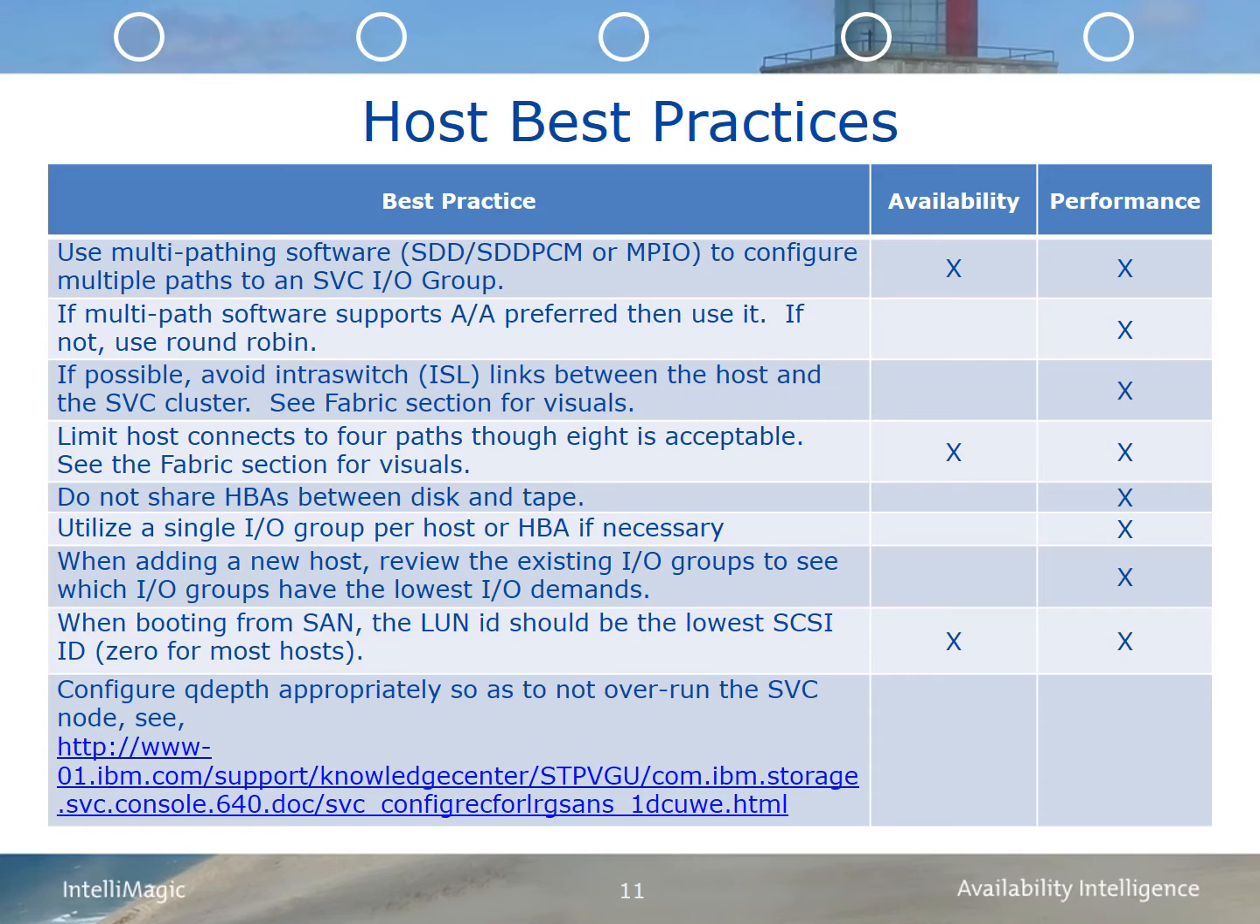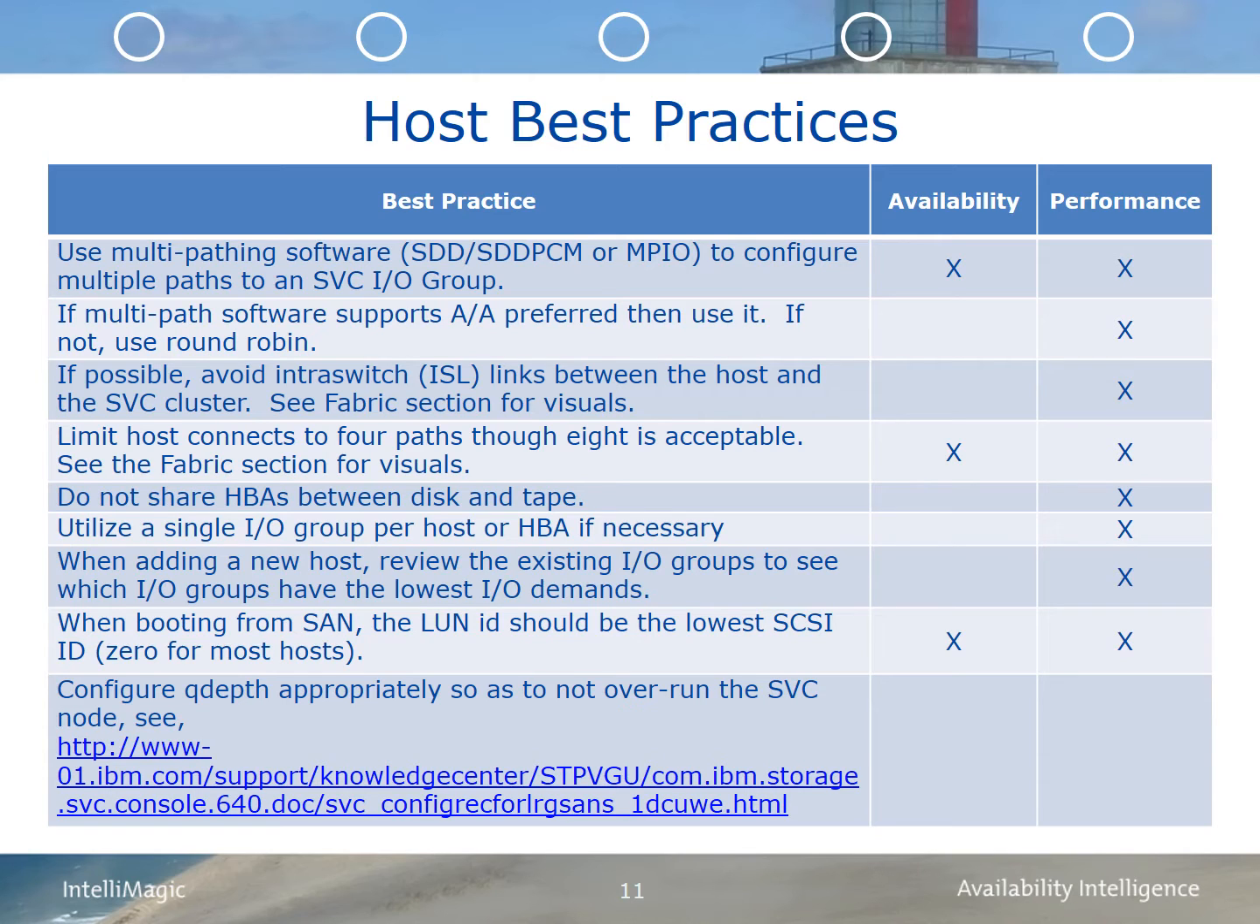If the multipathing software supports active-active with preferred path, then use it. The only major host platform that does not support this option is VMware. For VMware, use round robin unless it is a stretched cluster. In that case, use fixed path and have the local paths set for the primary volume.